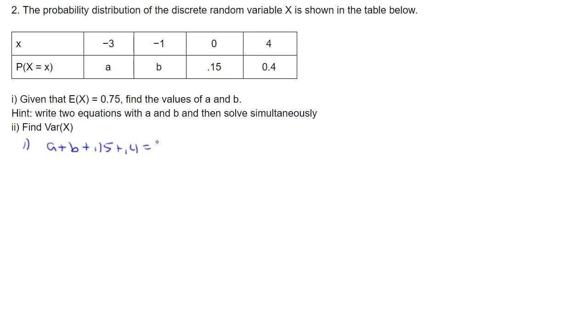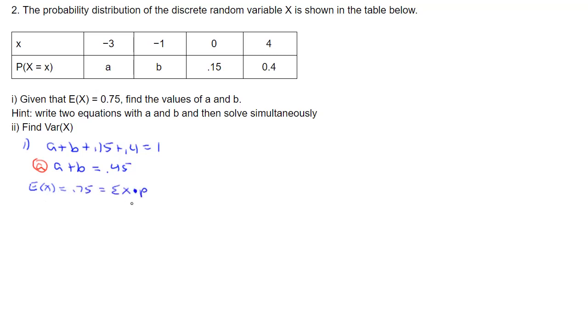One thing I can do is take these probabilities and add them up, and they should equal 1. And that's going to end up with a plus b is equal to 0.45. Now that's my first equation. I need to come up with another one that involves a's and b's. And then what I'm going to try to do is use substitution or elimination and try to get rid of one of the variables. The expected value is 0.75.